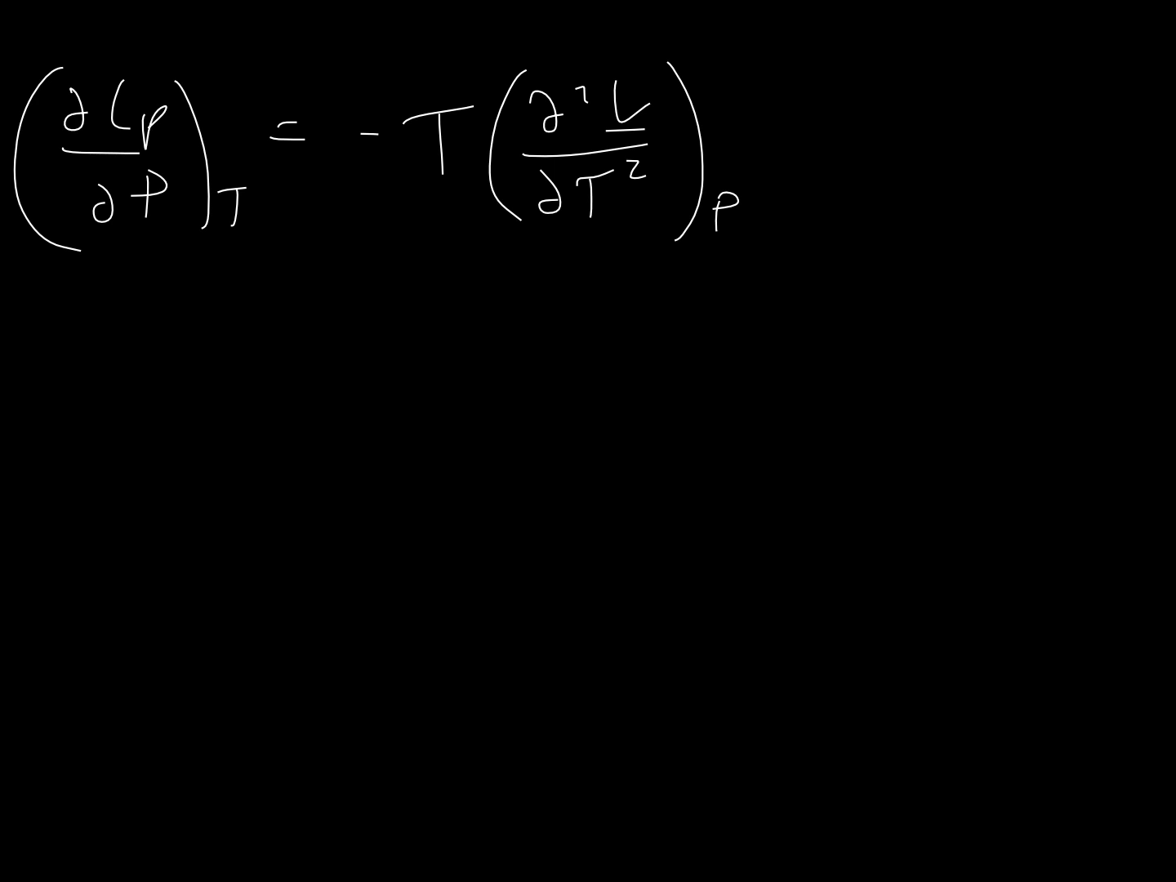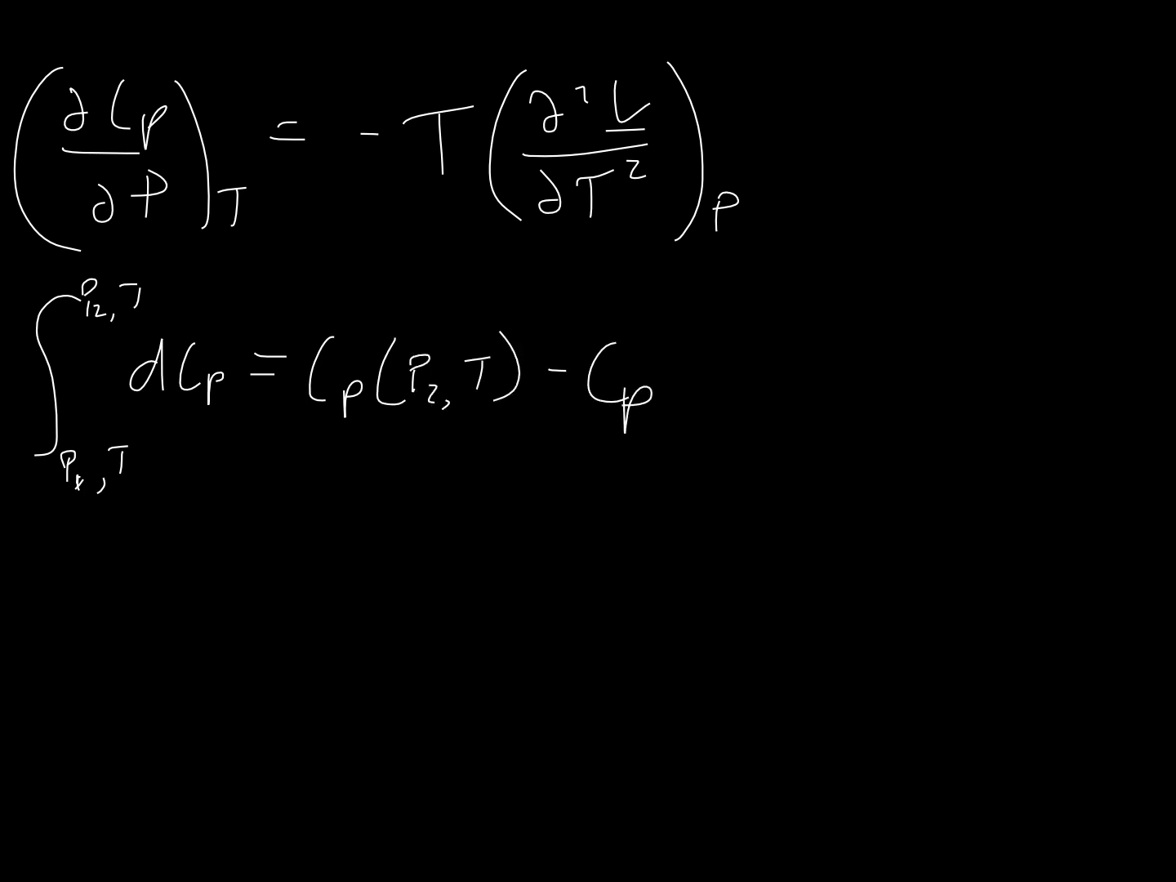Okay, so now let's say we wanted to apply this. We wanted to know what is the heat capacity of a real fluid not in the ideal gas state. So what we would want to do is integrate the heat capacity from P1 at constant temperature to P2 at constant temperature. And this would be C sub P of P2, T minus C sub P of P1, T.